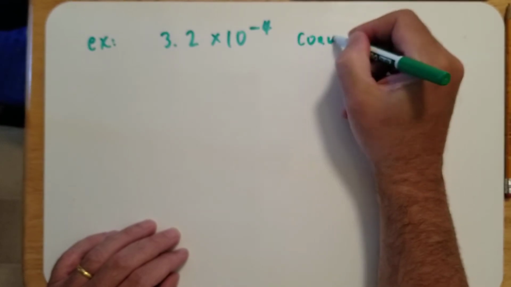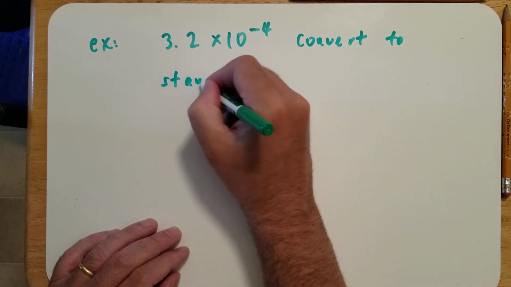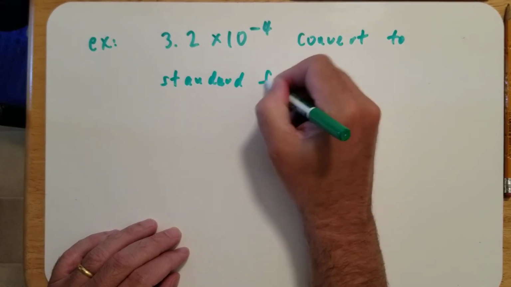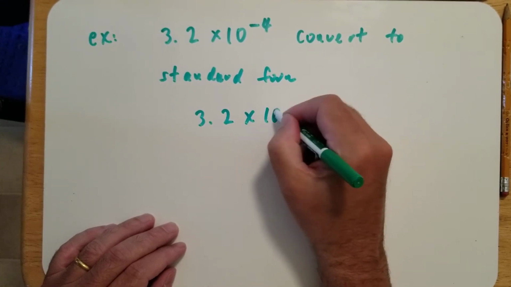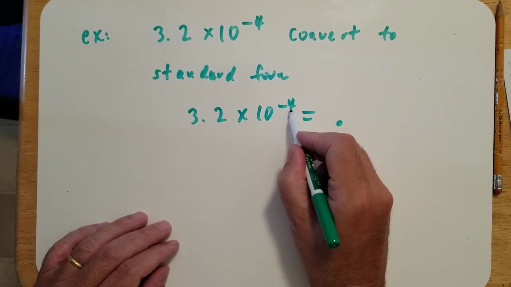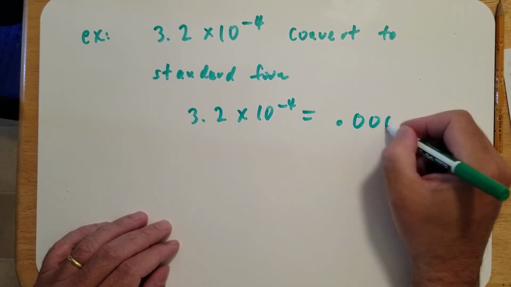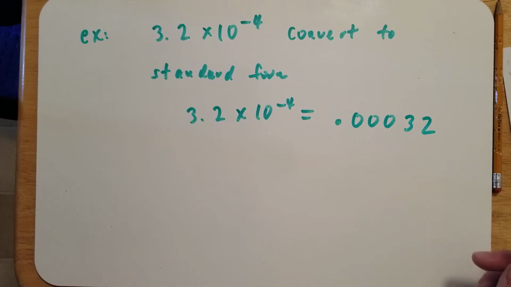So to convert this to standard form, 3.2 times 10 to the negative 4 equals, start with a decimal point. That's a 4, so put 3 zeros, 1, 2, 3, and then copy the 32. That's the number in standard form.